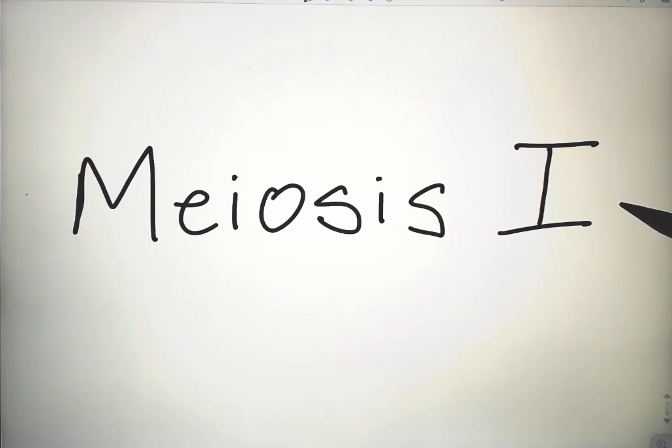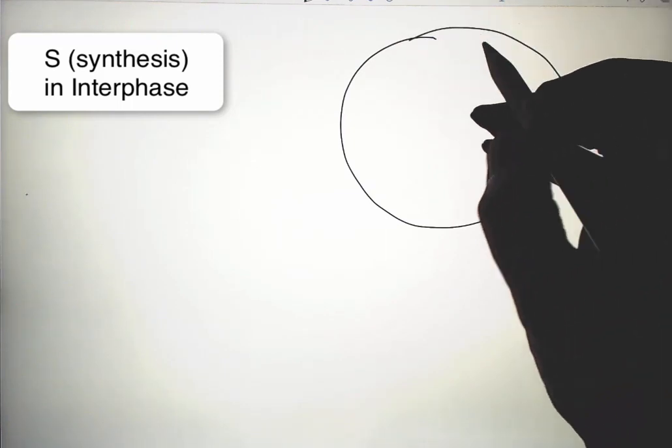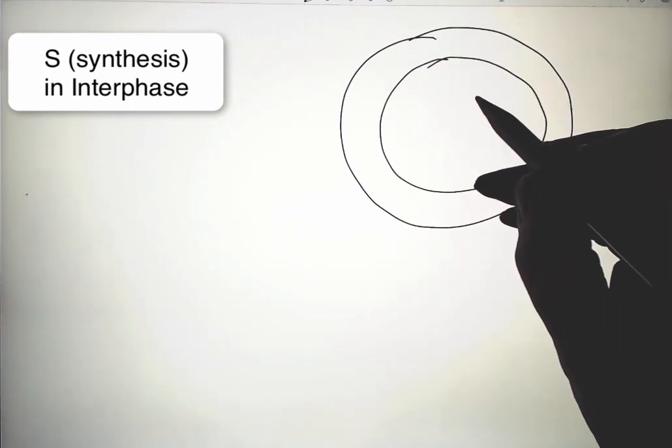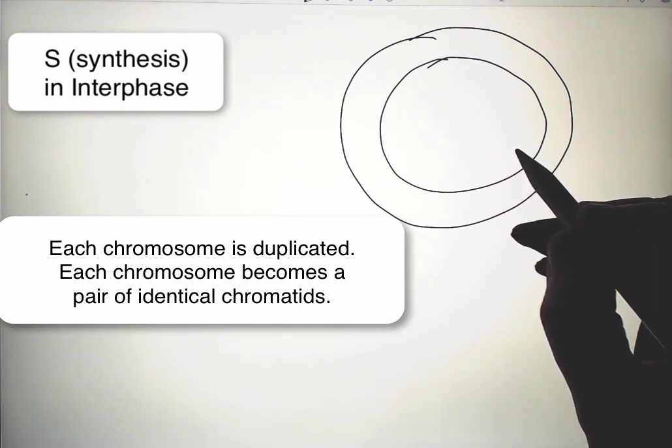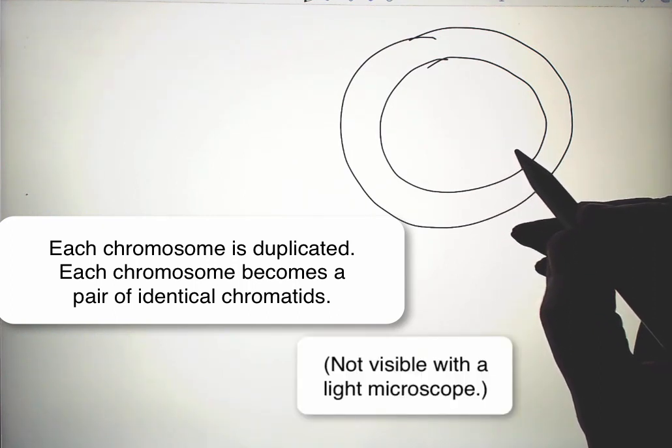This video goes through events of meiosis I. Before the beginning of meiosis I, there's a synthesis phase, an interphase, in which each chromosome is duplicated. Each chromosome becomes a pair of identical chromatids. At this stage, they're not visible with a light microscope.